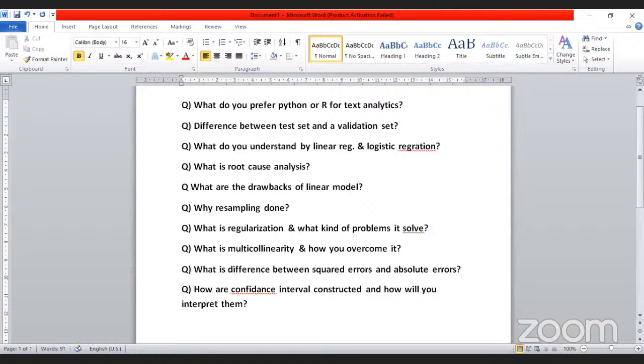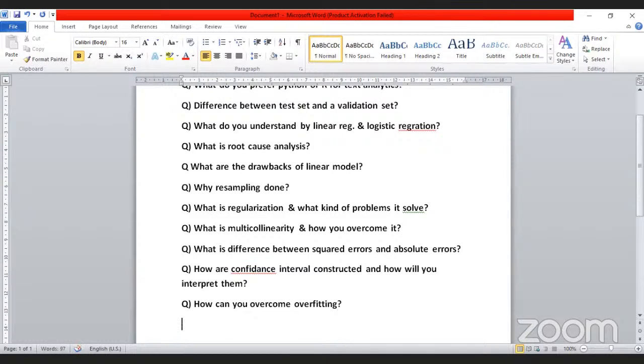Okay. Now the next question is: how can you avoid or overcome overfitting? Try to answer this question. How can you overcome overfitting?